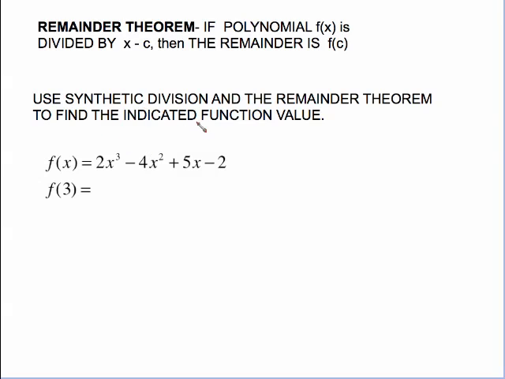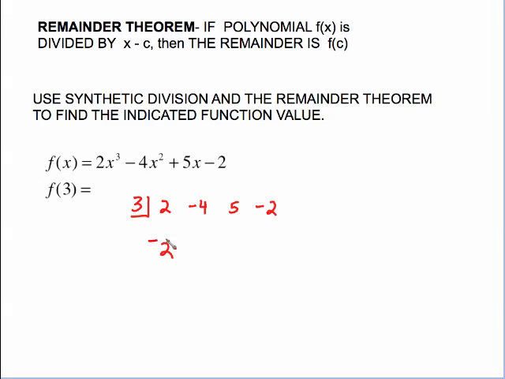So let's do a couple examples with this. It says use synthetic division and the remainder theorem to find the indicated function value. So all I'm going to do is my synthetic division. Put a 3 on the outside and put my coefficients 2, negative 4, 5, and negative 2, and then let's just do our synthetic division.